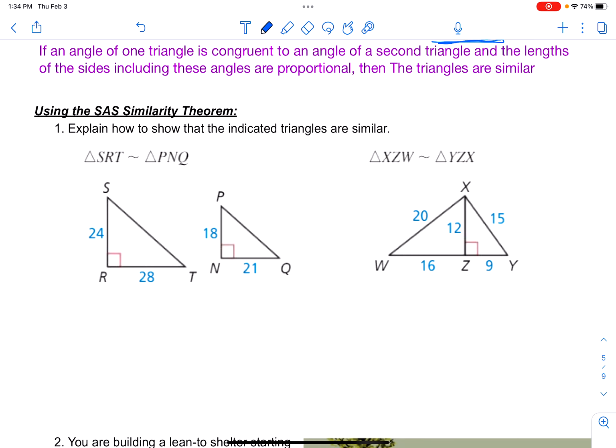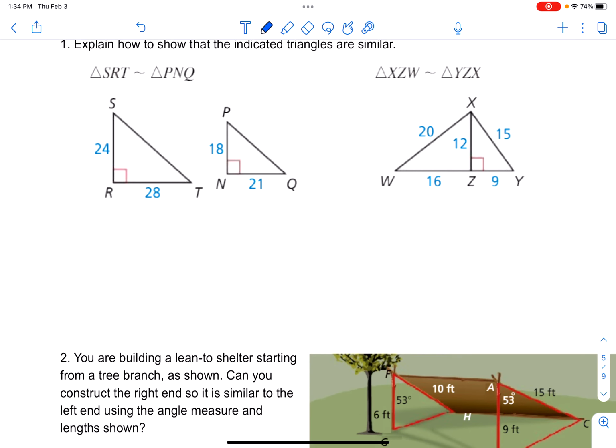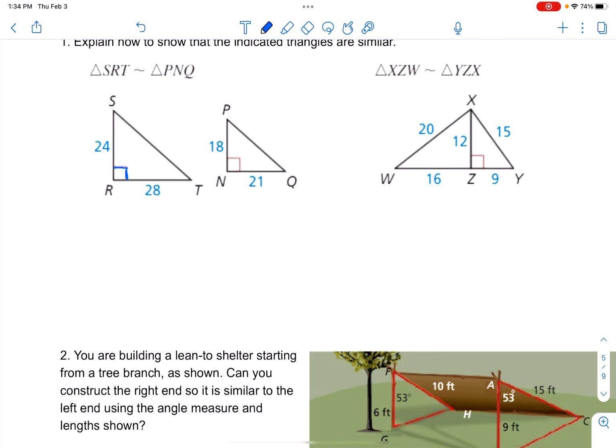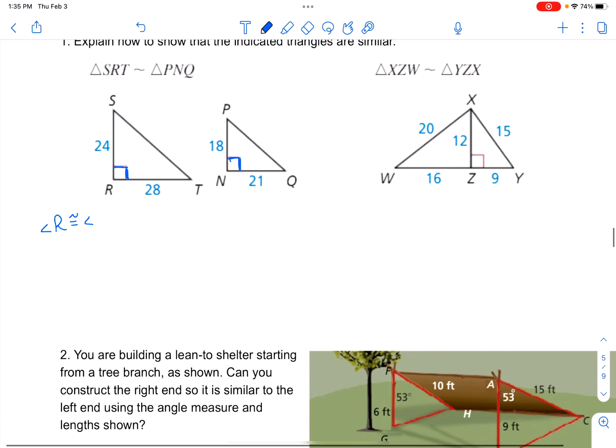So we are going to work with using these two theorems to show that these triangles are similar. They give us this statement and say that SRT is similar to PNQ, but we kind of have to prove that. Notice that this angle is a right angle and this angle is a right angle, so obviously those angles are congruent. So angle R is congruent to angle N. They're both 90 degrees, so they have to be congruent.